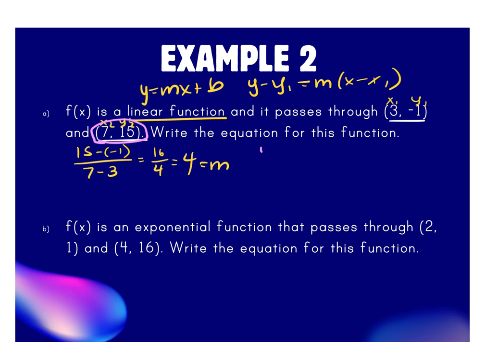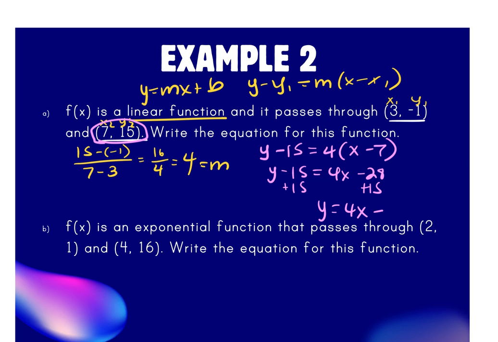So I would do y minus y1, which I'm going to make this 7. I'm sorry, I'm going to make that 15 equals 4, which is my m, times x minus x1, which is 7. So y minus 15 equals 4x minus 28. Add the 15. And y equals 4x minus 13. You could also have done slope intercept, solve for b, and then plugged it back in.